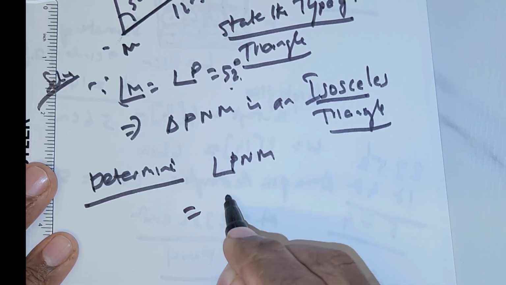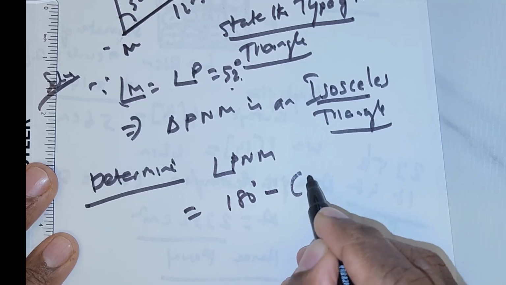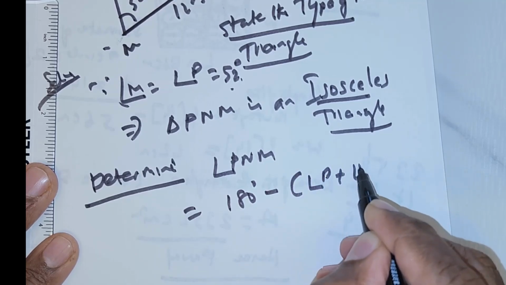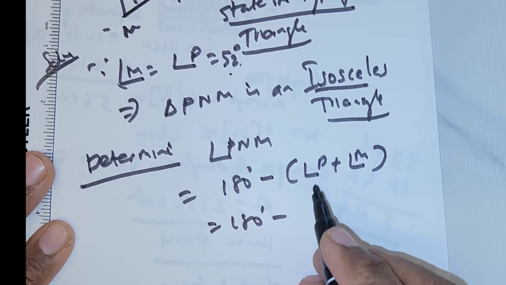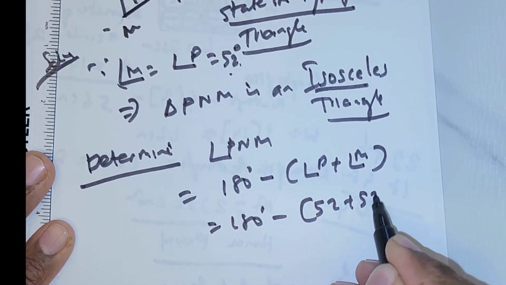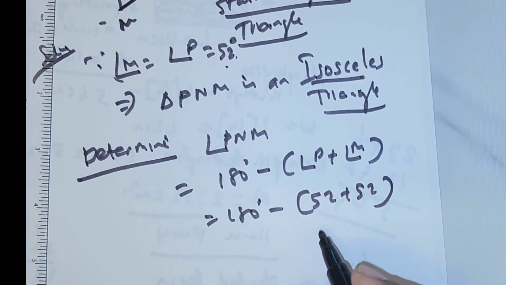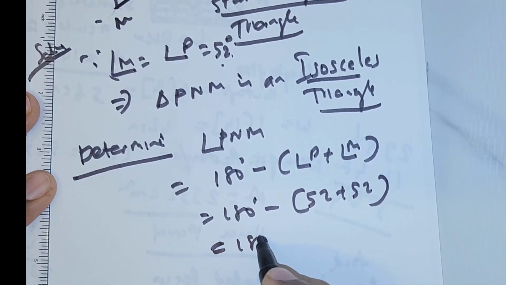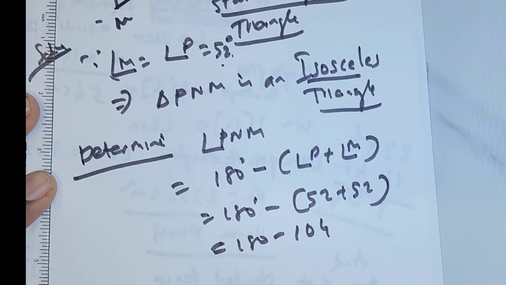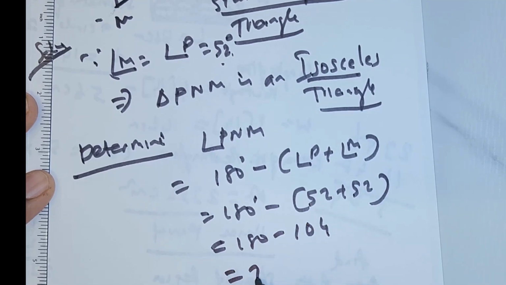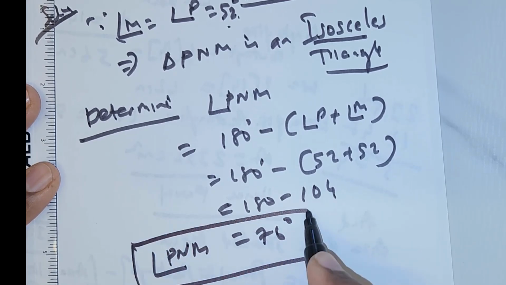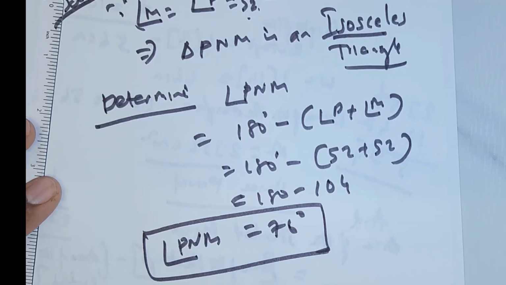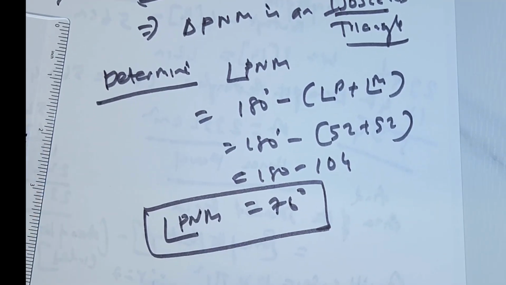So angle PNM is equal to 180 degrees minus the sum of angle P and angle M, which is 180 degrees minus, I need to add these two angles. They are 52, 52, right? So this is going to be 180 minus 104 if you add these two. So this is going to give me 76 degrees. So angle PNM is 76 degrees. That's the solution.